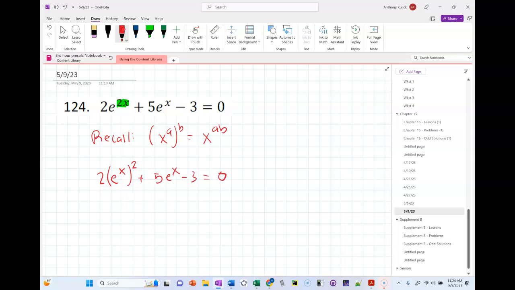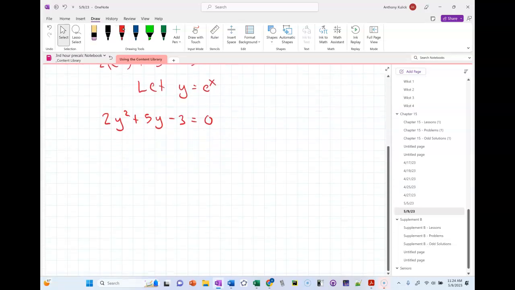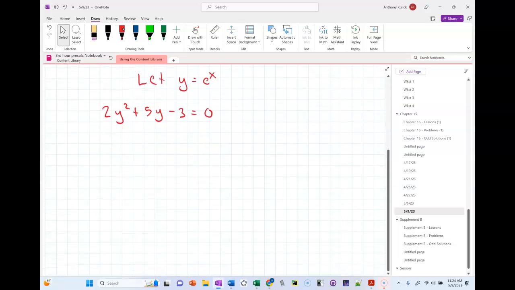Is that okay? And now I'm going to notice this looks a lot like a quadratic. So I'm going to just replace those e to the x's with y's. And what I'm left with now is a quadratic equation. So I could solve this either by factoring or using the quadratic formula. Do you have a preference on which one you do?